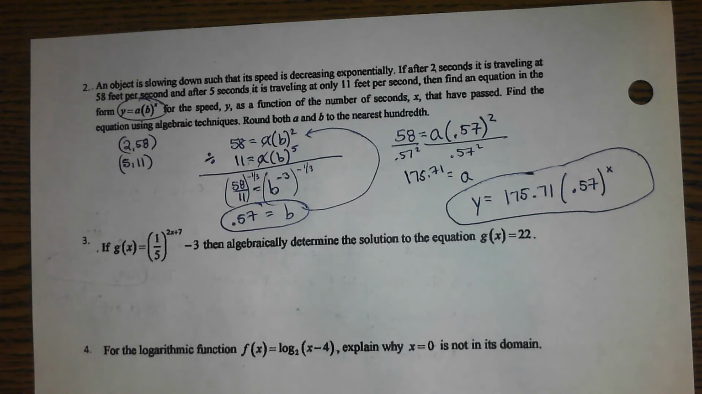So what is my initial speed? 175.71. Is this growth or decay? Decay by 43% or whatever. Yes? So this brings us back.